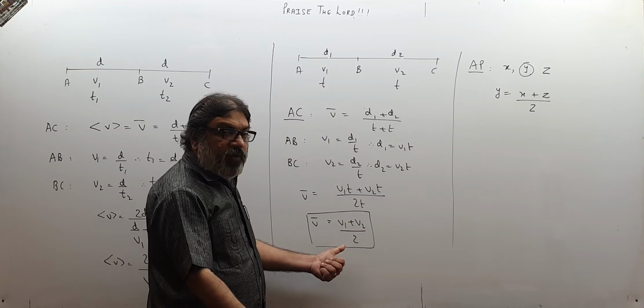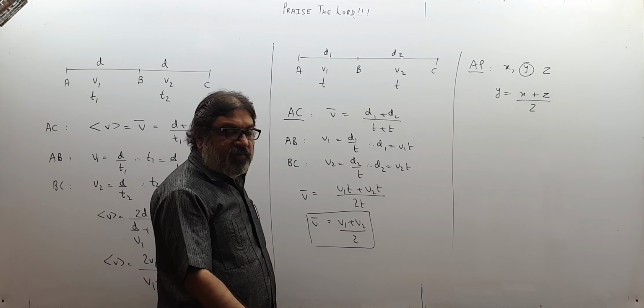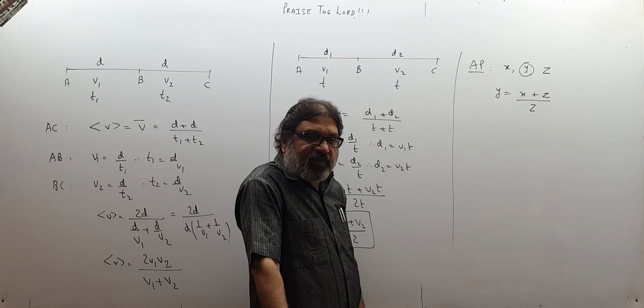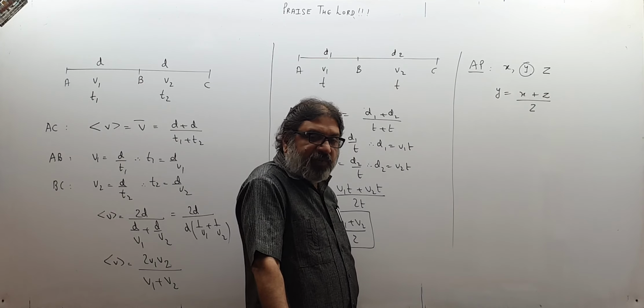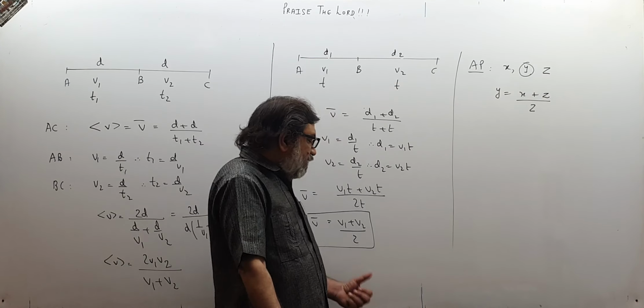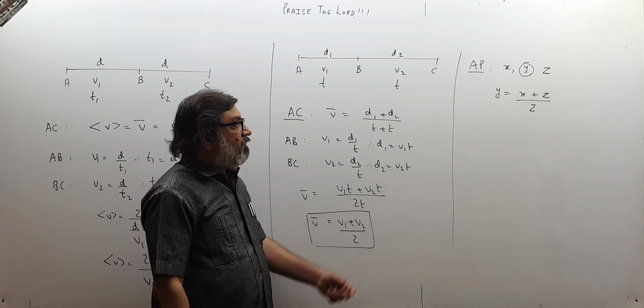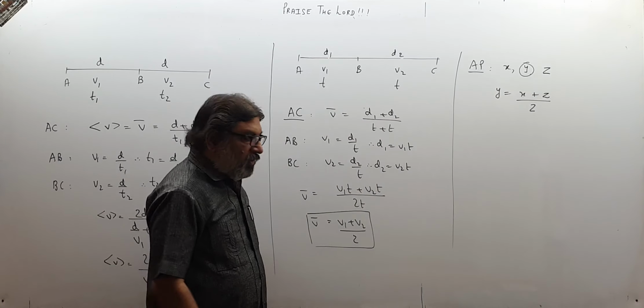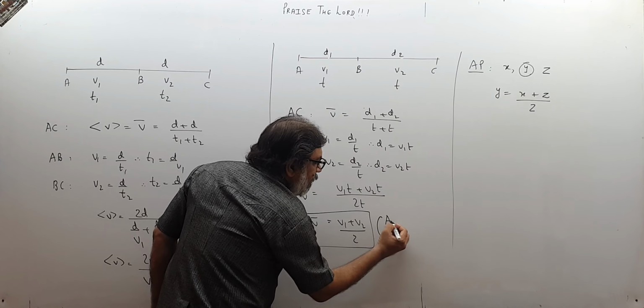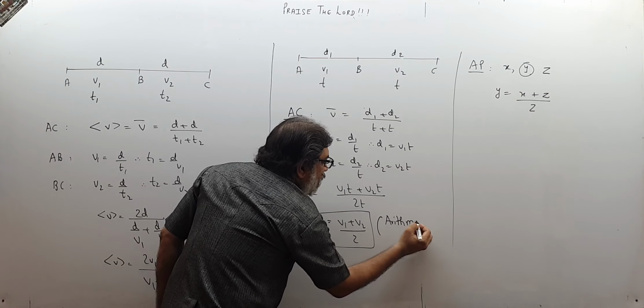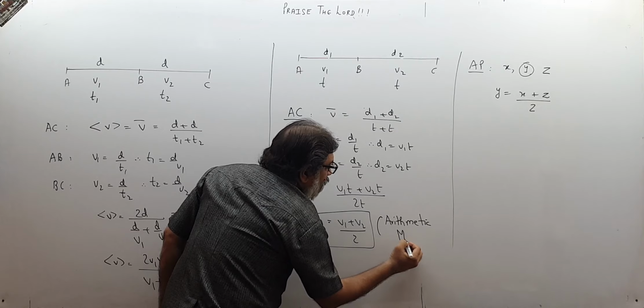So v1 plus v2 upon 2. So v bar average speed, this average is arithmetic average. Mean, arithmetic mean, means mean average. This is arithmetic average of v1 and v2 when times are equal. So this is arithmetic mean or arithmetic average.